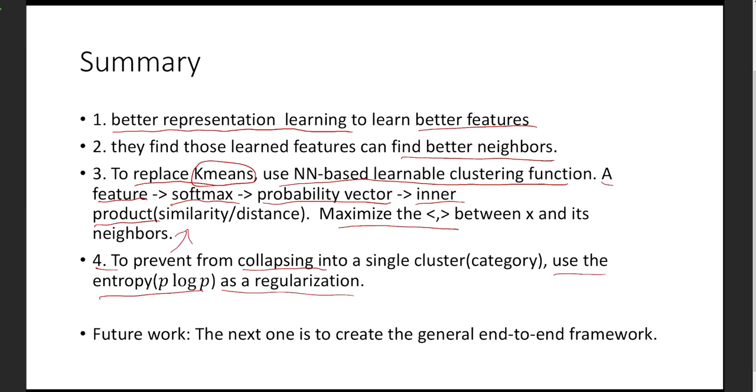And they also incorporate the self-labeling method. For further work, I think people may consider how to create a general end-to-end framework other than the two-stage one, because now it's two-stage. They need to first use contrastive learning, then fix the features. It's not an end-to-end framework.